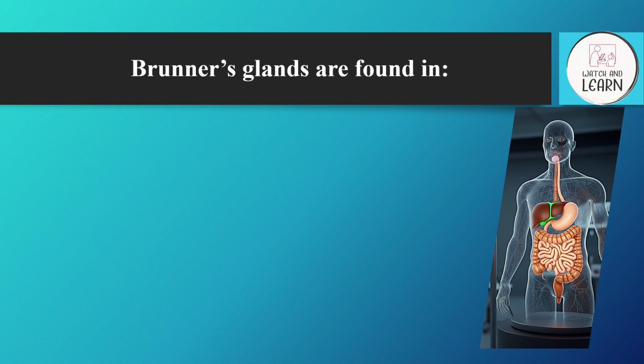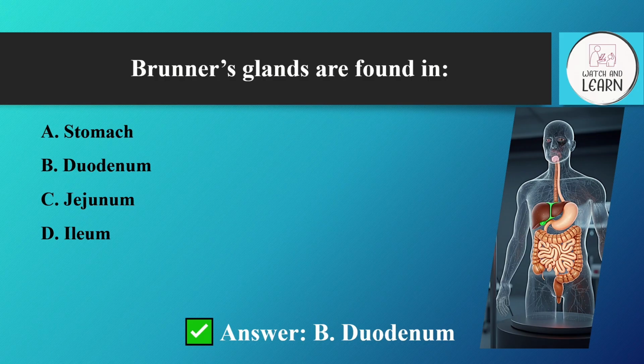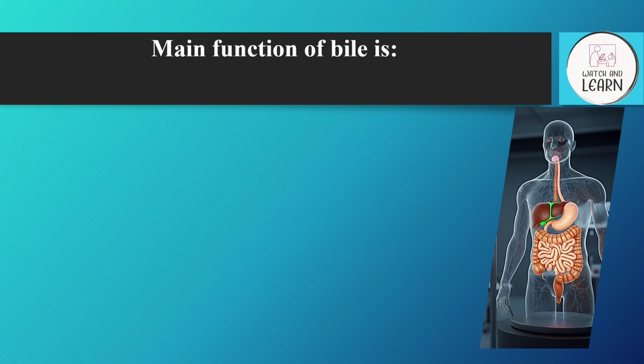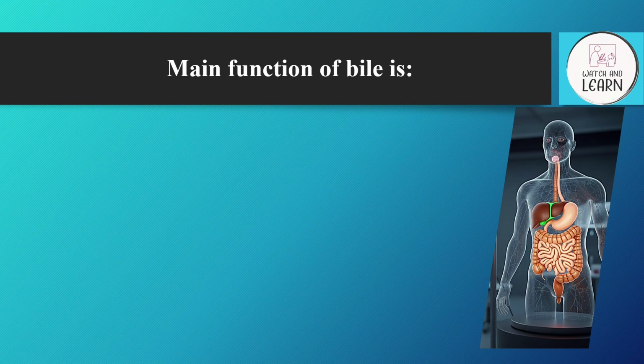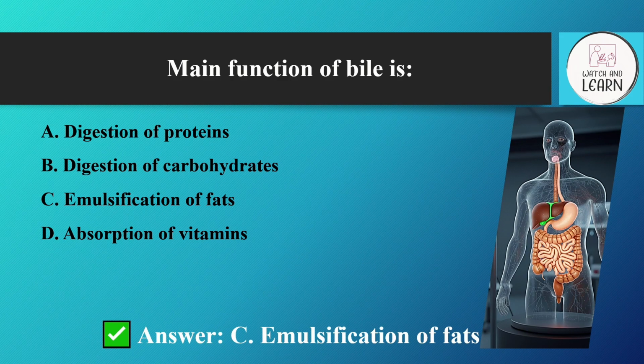Brunner's gland are found in, these are the options, and the right answer is answer B, duodenum. Main function of bile is, these are the options, and the right answer is answer C, emulsification of fats.